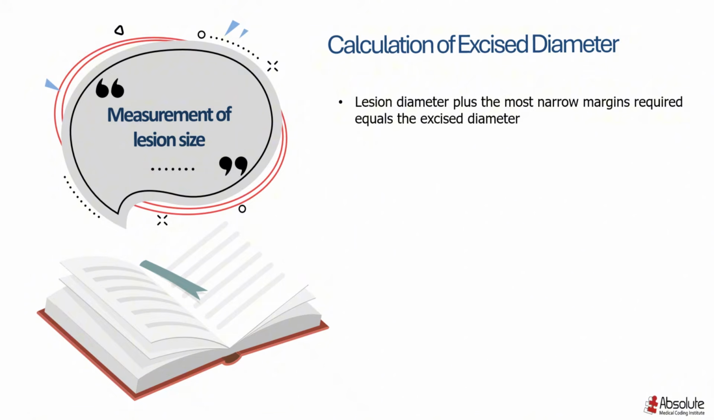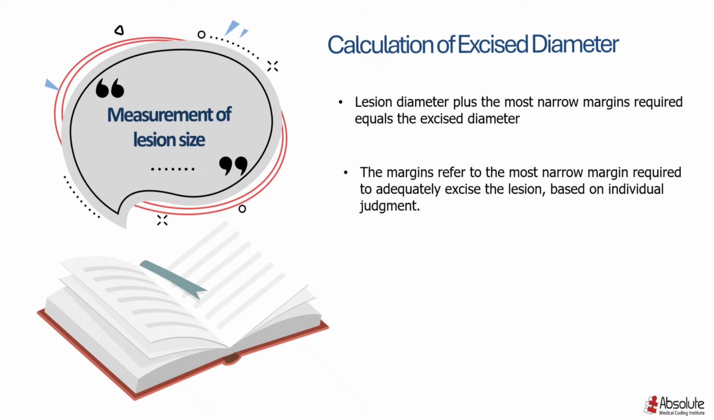The total excised diameter would be the sum of the lesion diameter plus the most narrow margin required on both sides. Now you might ask, what is a margin? Margin means the smallest amount of normal tissue that must be removed around the lesion to ensure it's excised completely. And the exact margin is based on the provider's judgment. Also, the measurement of the lesion plus margin should be made prior to the excision.